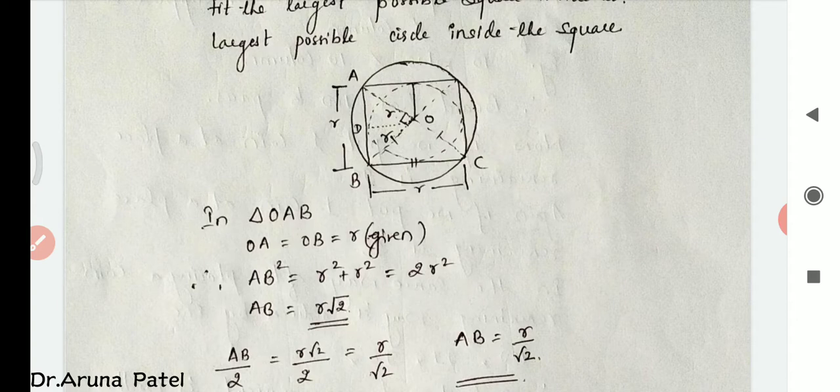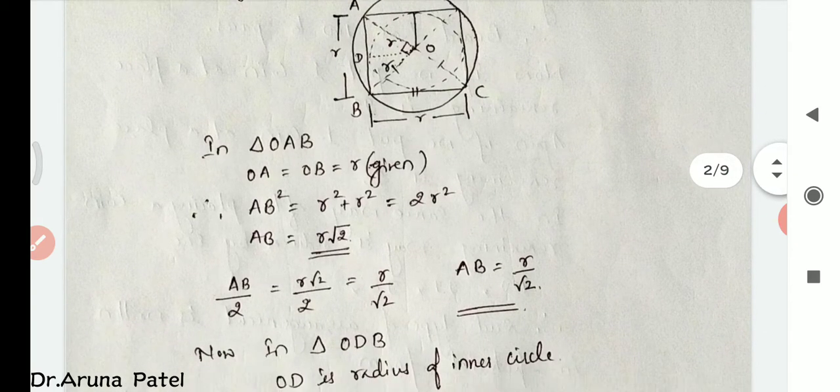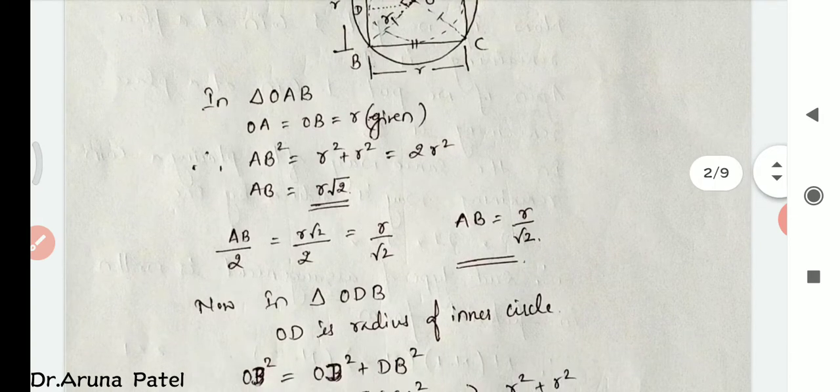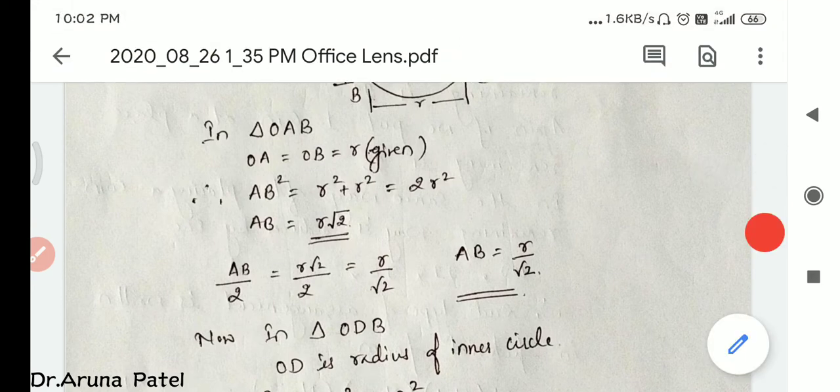Now AD is the half side of that square, which is the base of the triangle AOD. So for that we have to find the half side of that square. Now AB is equal to R root 2. Its half is equal to AD or DB. So R root 2 by 2, on simplifying we get R by root 2. Sorry, here I have written AB. It is not AB, it's AD. AD is equal to R by root 2, which is the base of the triangle AOD.